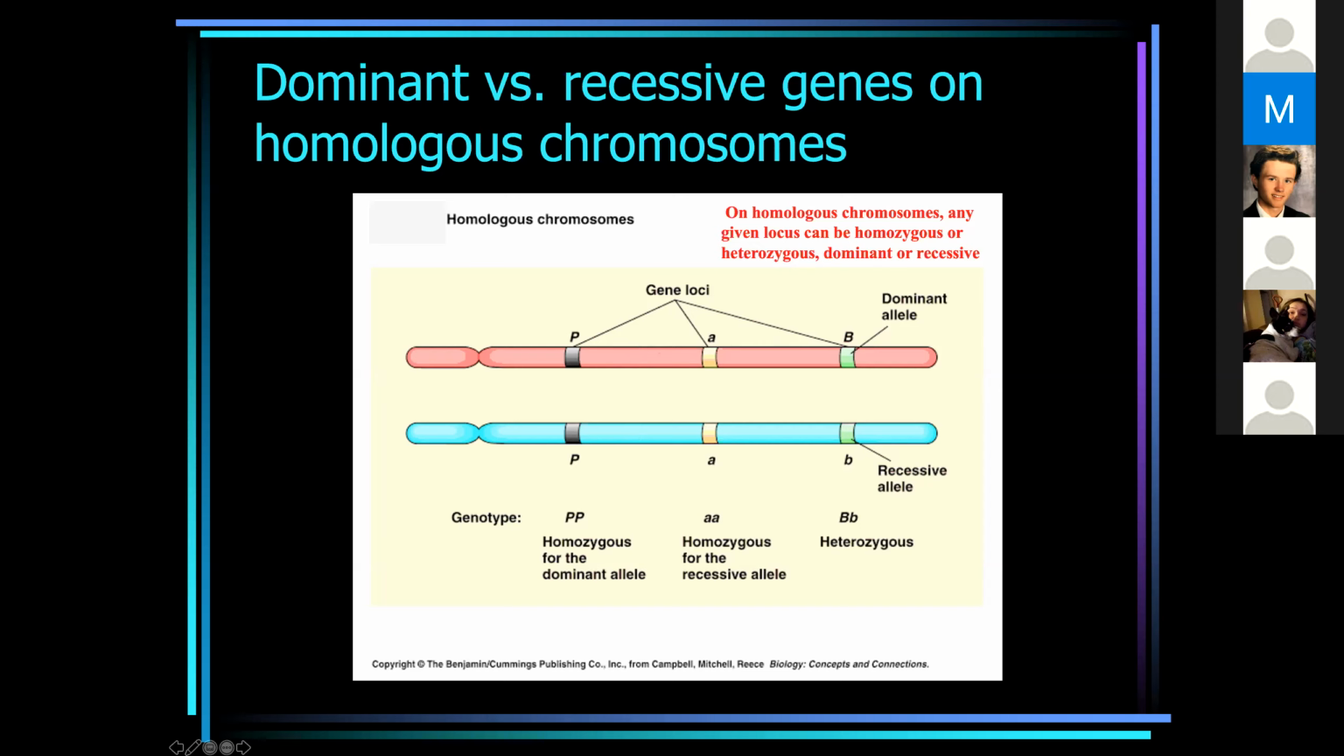Then on these homologous chromosomes, there are loci that are either the same on both chromosomes or different. And if they're different, it's known as different alleles. If they're the same, if they're homozygous, it means that the same allele, exactly the same DNA sequence, is present on both loci.